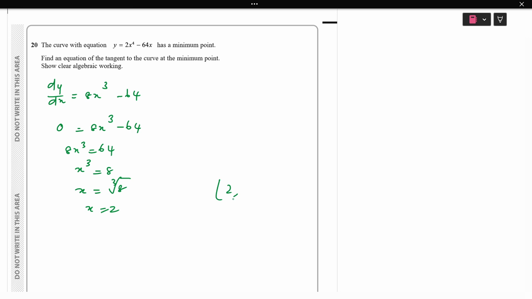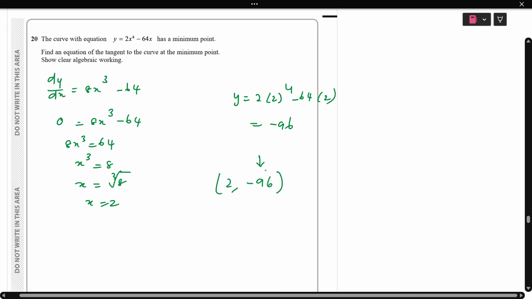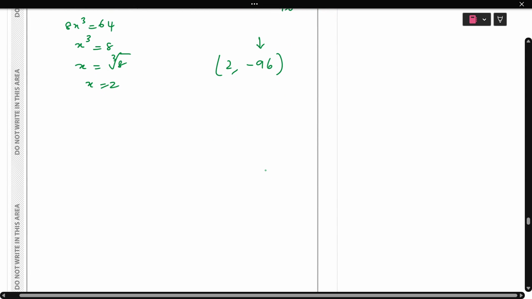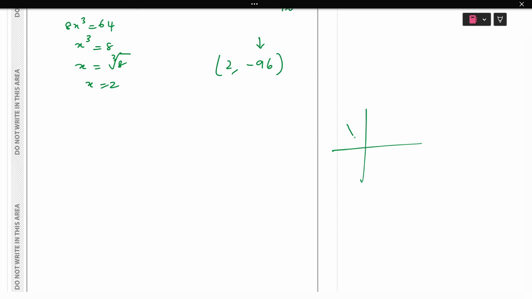We got x equals 2, so we can find the y point by substituting into the given equation: y equals 2 times 2^4 minus 64 times 2. So we get the answer negative 96. This is going to be the minimum point. We check the maximum point and minimum point on the y-axis. So the graph is going to be like this, and the minimum is somewhere here.